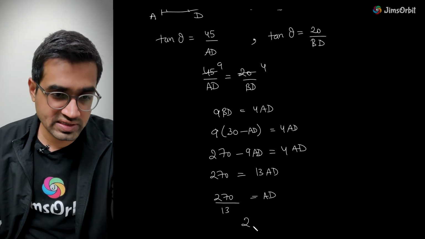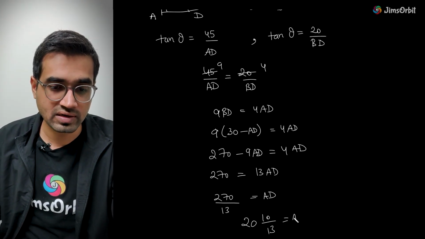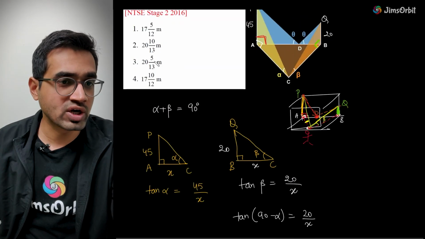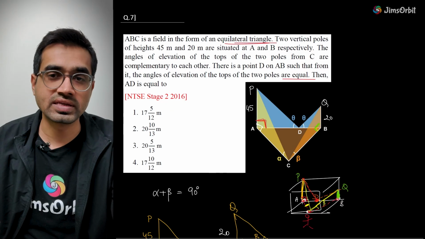So 13 2s are 26. Actually 13 20s is 260, 10 is left. So 20 and 10 by 13. Let's match the correct option. 20 we need, and we need 10 by 13. Oh, option number B, the second option.